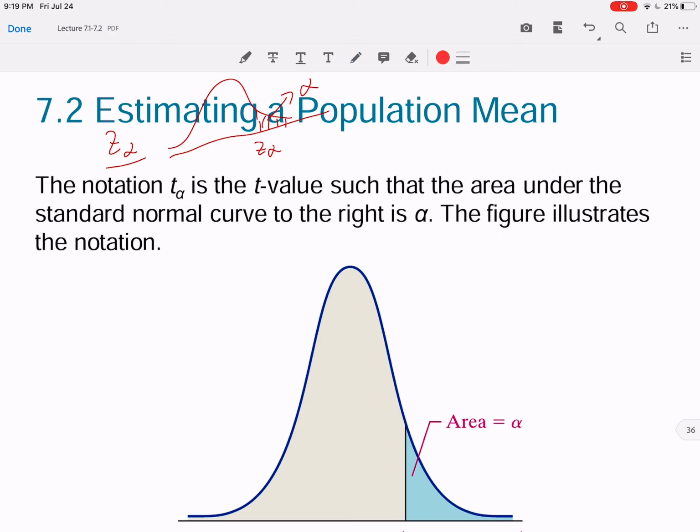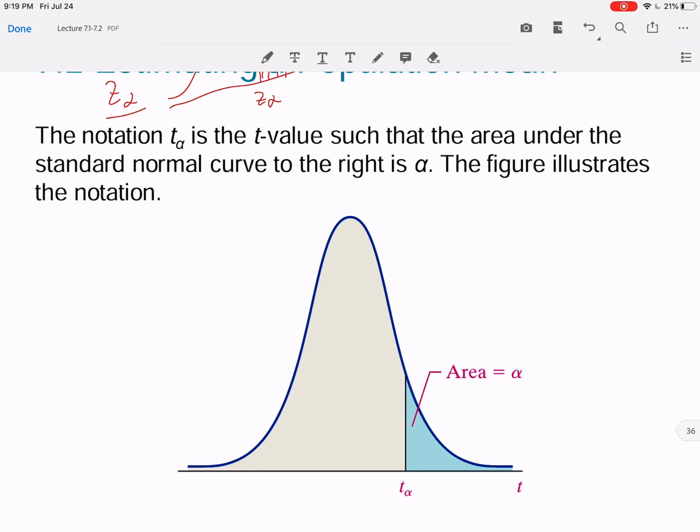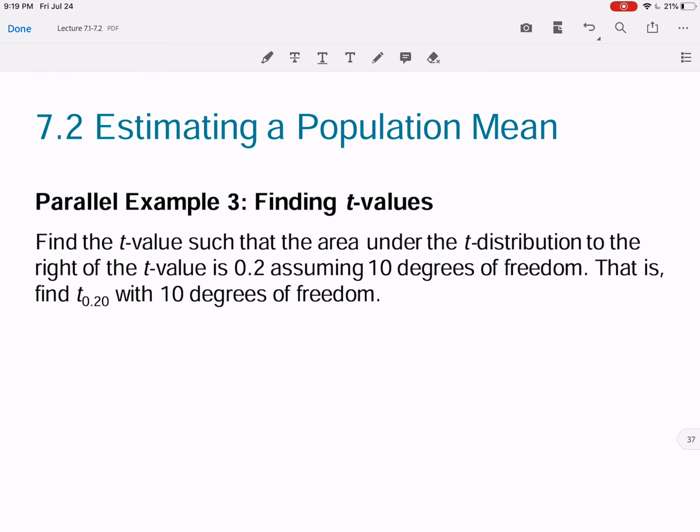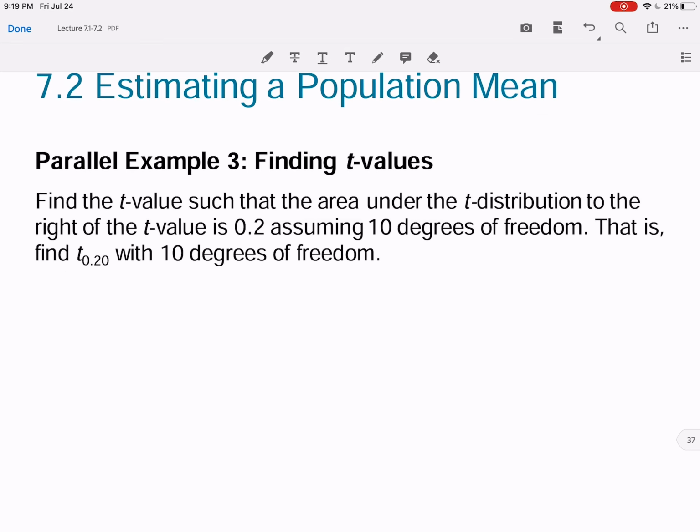Similarly, t sub alpha means the area to the right of this t-score is equal to alpha as well. That's the special notation here. Then I'm going to show you how to find the corresponding t-value. Of course, when we're looking for a z-value, we use the z-table, and if we want to find a t-value, we're going to need a t-table.